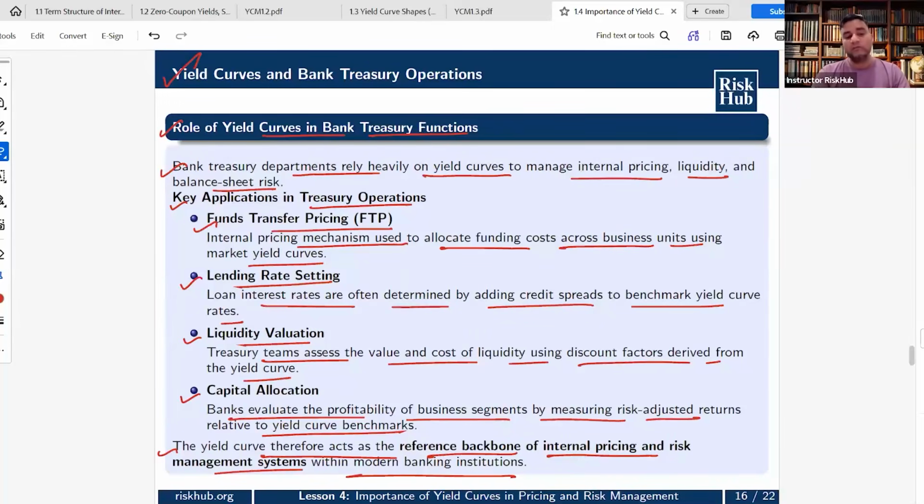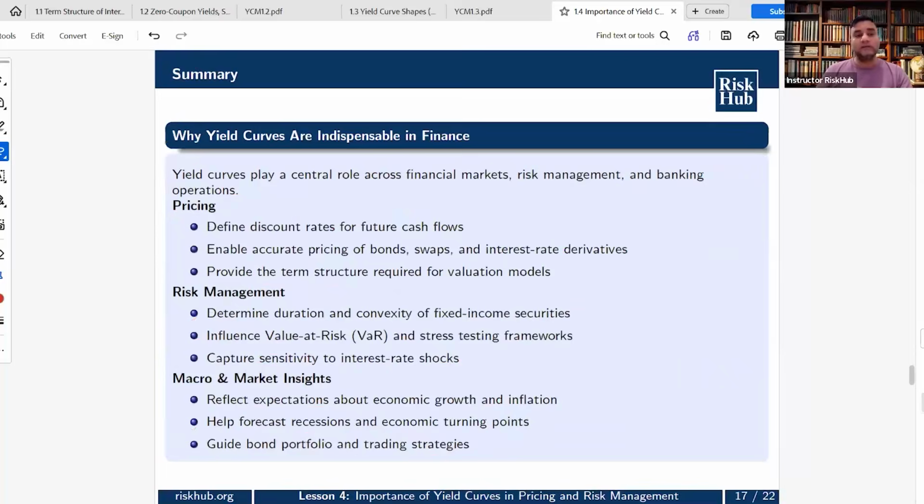The transferred exposure accumulated in the treasury book, and that book is the one measured by the economic value of equity (EVE) calculation, slide number 9. Okay. Then we go to slide number 17, which is the summary.